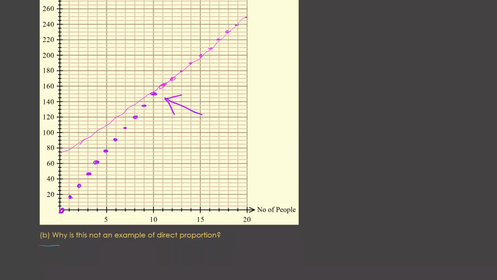So when it says, why is this not an example of direct proportion? It is for the first 10 people, but then it gets broken. It's then a different line, so we lose our proportionality. Over here, going up by 1 person goes up by $10, and here up by 1 person goes up by $15. But it's not proportional in this one because, of course, it doesn't go back through the origin. So it ceases to be direct proportion as soon as they change the value per person.